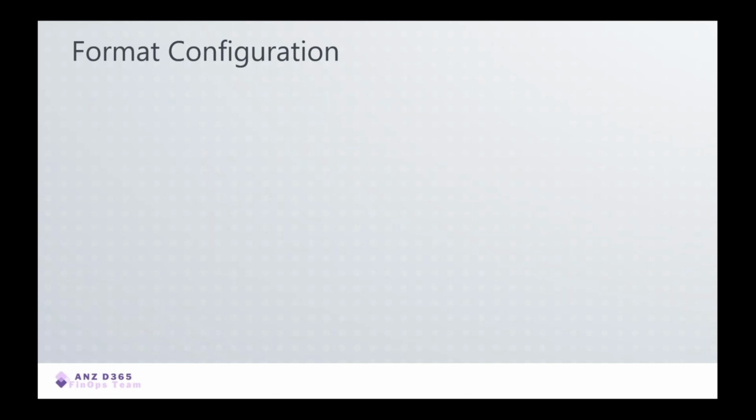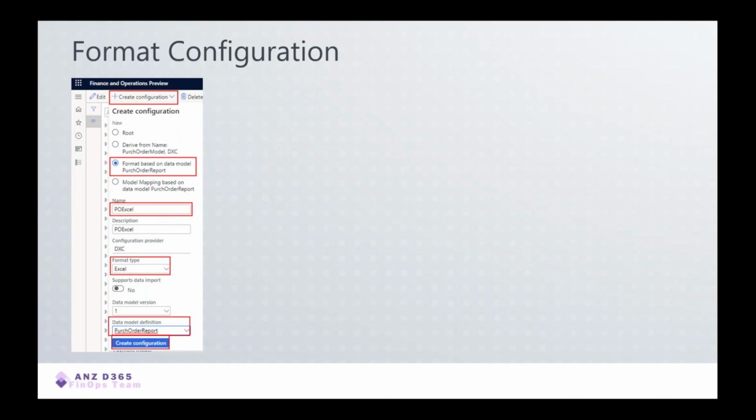Once you do that, you will be designing your format configuration. So again, you will go back to the electronic reporting form, and under the data model, the one which we have created, you will click again on create configuration. You'll click on the format based on data model, purchase order report, and define the report name. And here you will be defining whether it will be a Word document or Excel document. And the data model definition, the data model which we have designed in the previous slide.